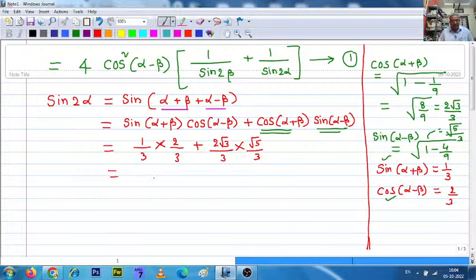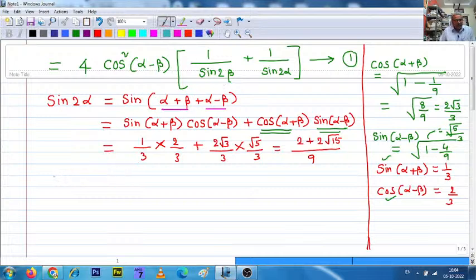9 will be the LCM. So now we can write 2 plus 2 root 15 you will be getting. So am I correct now? I hope you got it now. So this is actually sine 2 alpha.